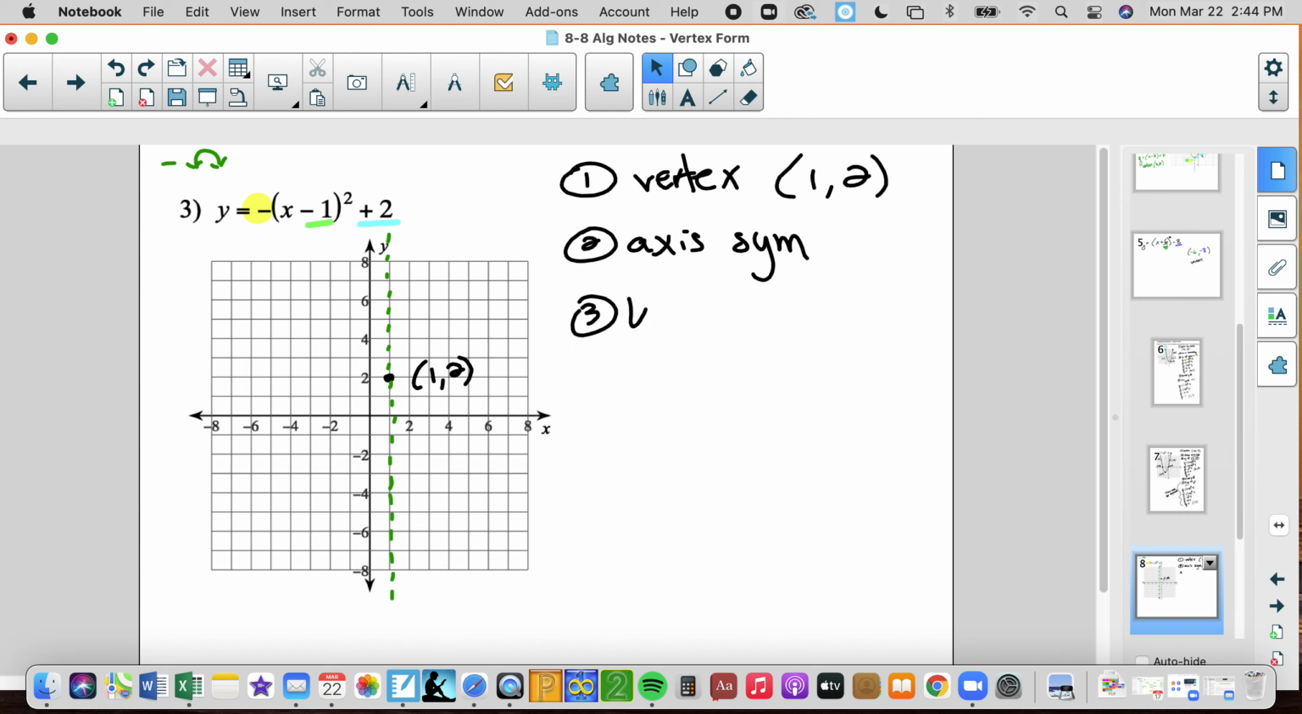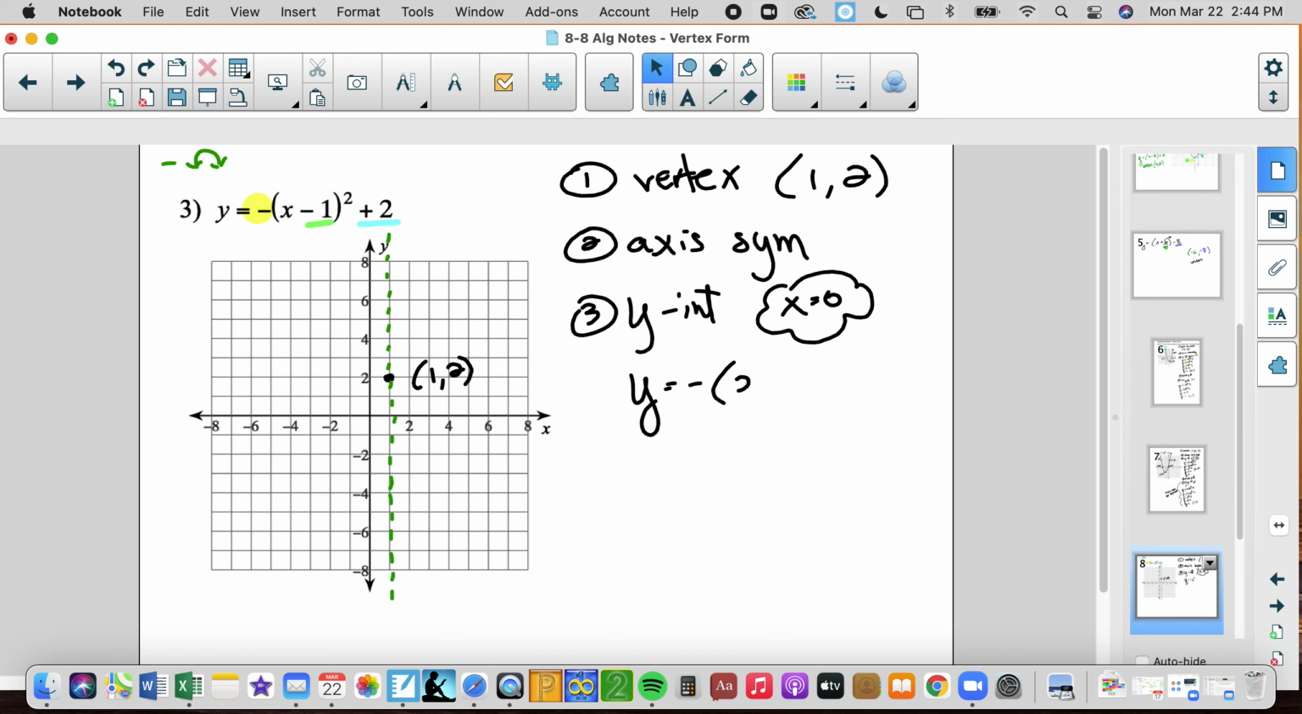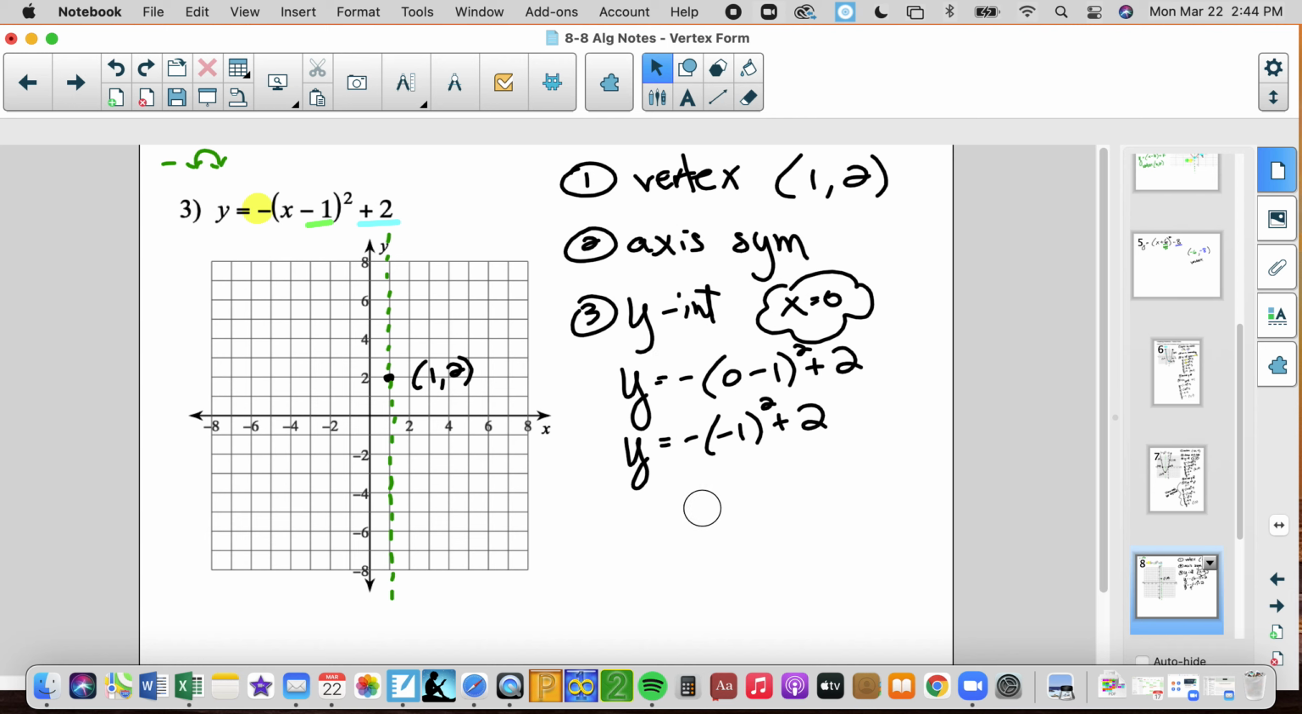We're going to find the y-intercept. For the y-intercept, we're going to plug in 0 for x. So we take this equation, y equals the opposite of (0 minus 1) quantity squared plus 2. Now, order of operations, we still have to simplify what's inside the parentheses. Now, we have these two negatives. We have this negative and this negative. We are not going to simplify that yet. We have to do the exponent.